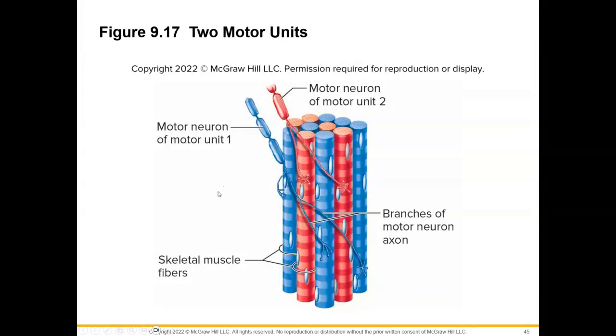And this shows those different motor units. So here's motor neuron or motor unit 1, that's a blue one. And notice it's touching this fiber and that fiber and that fiber. So that's all part of motor unit 1. Motor unit 2 are the red ones.